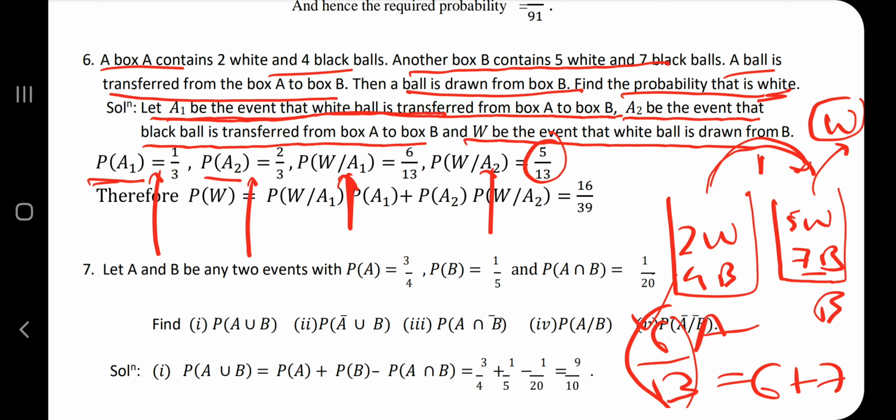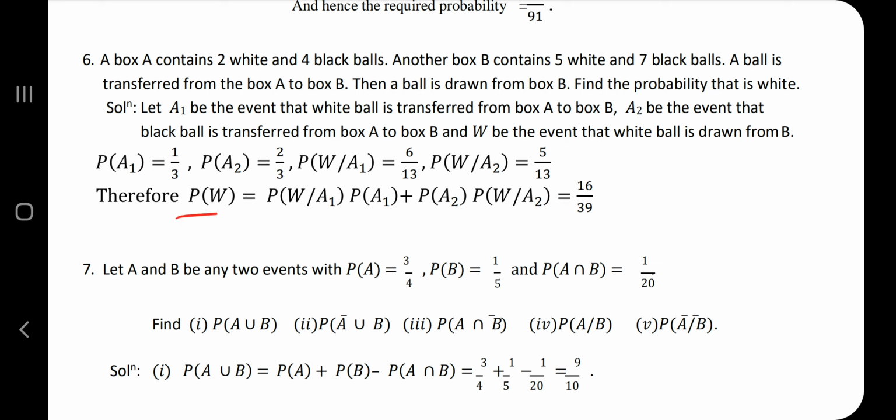So after writing this much data, what you are supposed to do is calculate the probability of a white ball, right? The formula is given as P of W is equal to P of W given A1 into P of A1 plus P of A2 into P of W given A2. That is the formula for conditional probability. All these terms are given. If you substitute and multiply, you get the answer.